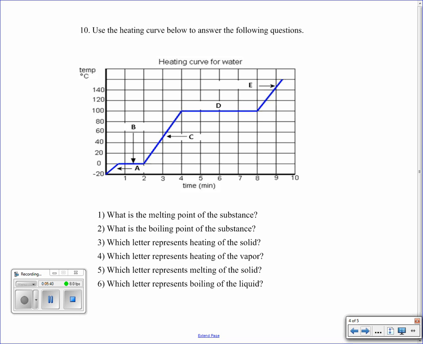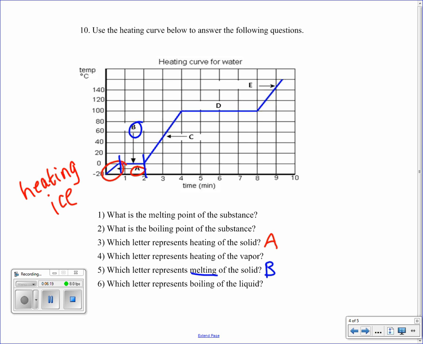Okay, so this first section here, A, you are heating your ice. So that means that all the energy from the hot plate is going into heating your ice. So that is heating your solids, so number 3 is A. Then for B, from here to here, all the energy being put into your ice is merely changing its phase. So it's going from a solid to a liquid. So that is the melting of the solid. So number 5 is B.